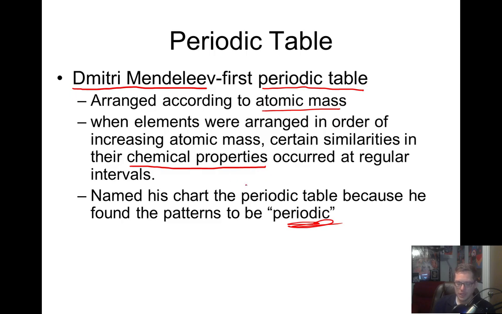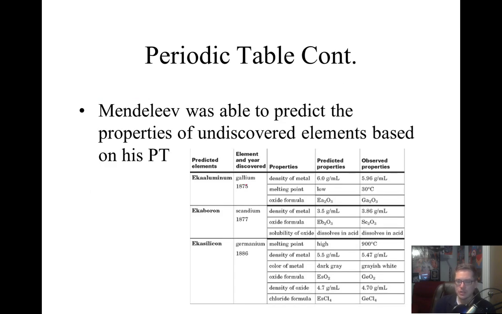Not only that, but he predicted completely new elements that hadn't been discovered yet. Here's an example of some of the ones he came up with. Echo aluminum was one of the ones that he hypothesized existed. This was another huge breakthrough that Mendeleev came up with: the idea that there were elements that hadn't been discovered yet.